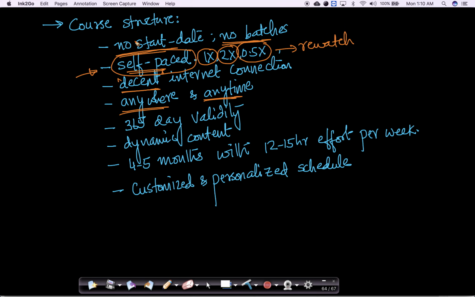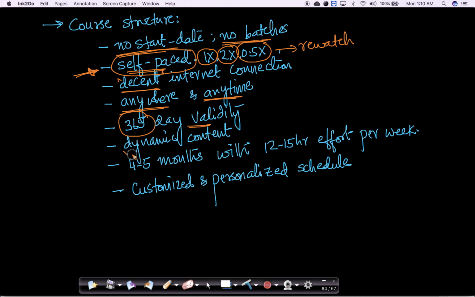So there are no batches, no start date. You can start at any point of time and it's fully self-paced. You can learn at whatever pace you want, on whatever device you want. The course itself has a 365-day or 1-year validity, during which time you can access all of the content, all of our mentorship, all of the stuff that we provide at Applied AI course.